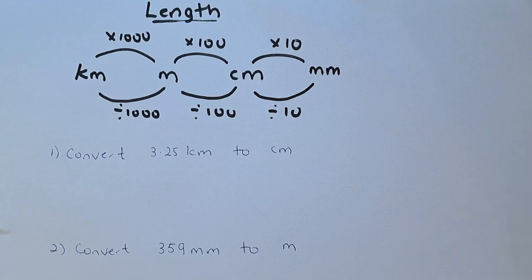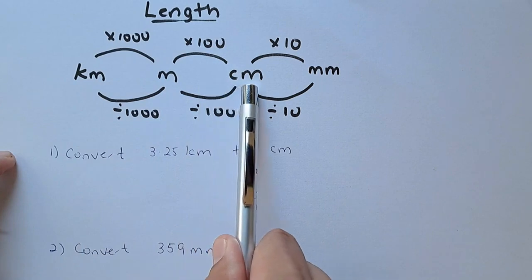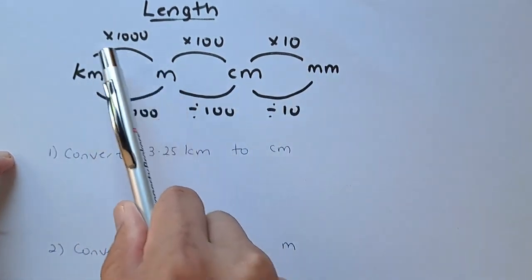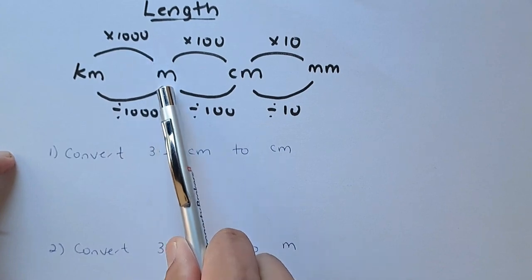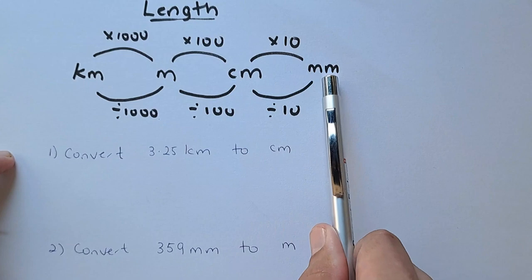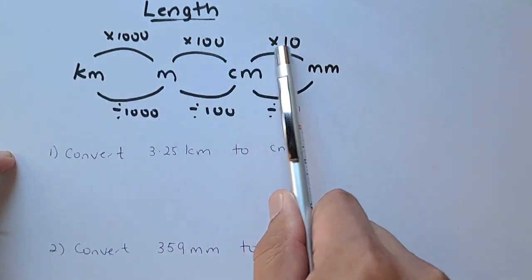In the metric system, length can be measured in kilometers, meters, centimeters, or millimeters. To convert from kilometer to meter, you multiply by 1,000. From meter to centimeter, you multiply by 100. And from centimeter to millimeter, you multiply by 10. So it's very simple: 1,000, 100, and 10.